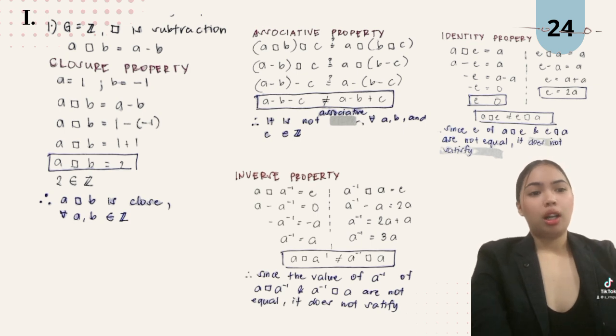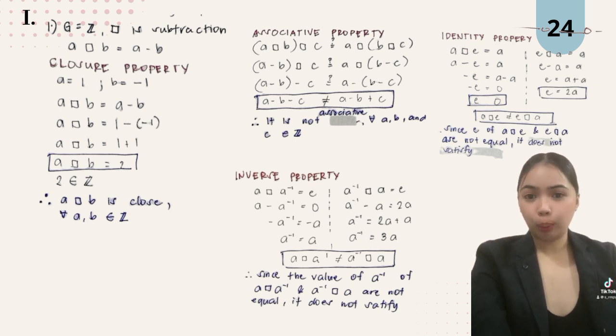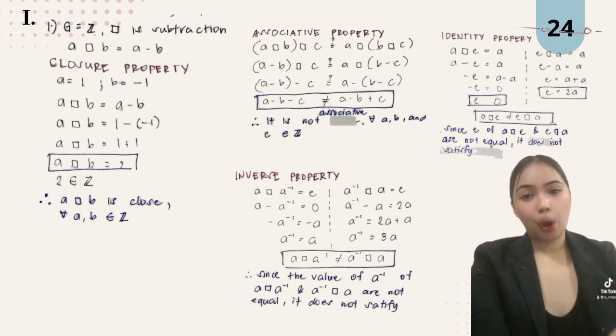Therefore we can conclude that the inverse has not been satisfied because they are not equal. So the number 1 is not a group because it does not satisfy the definition of a group.